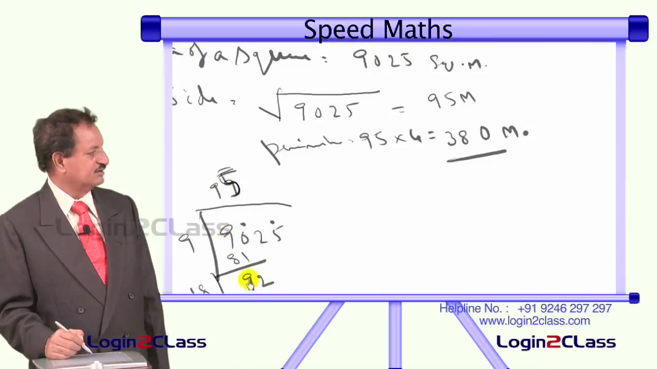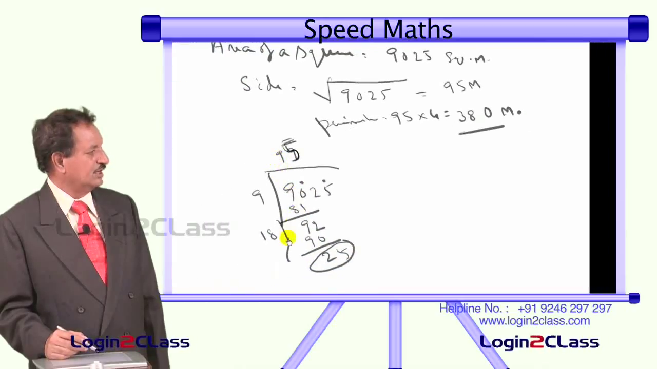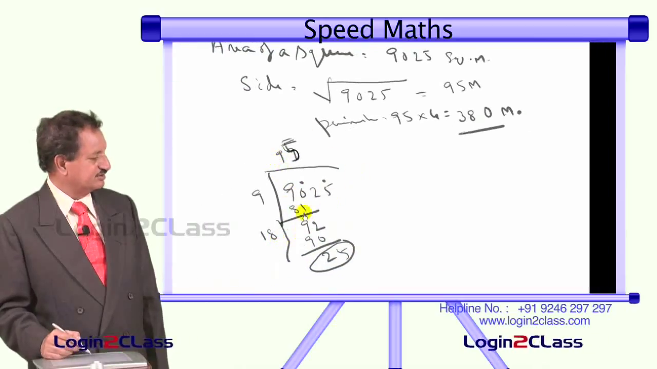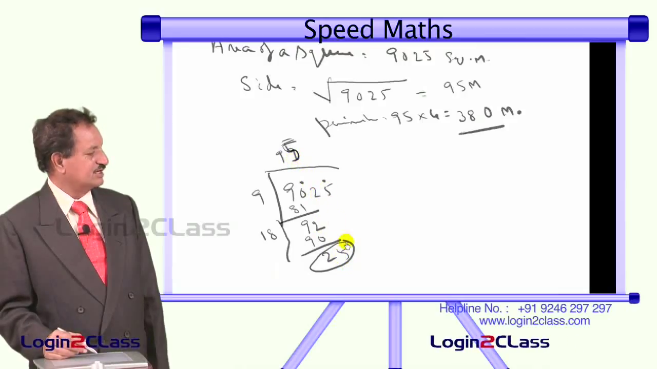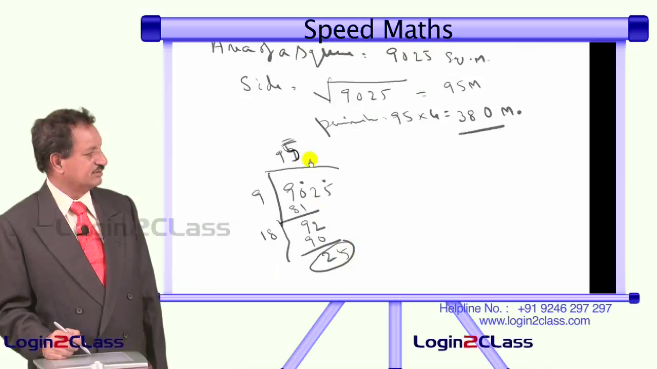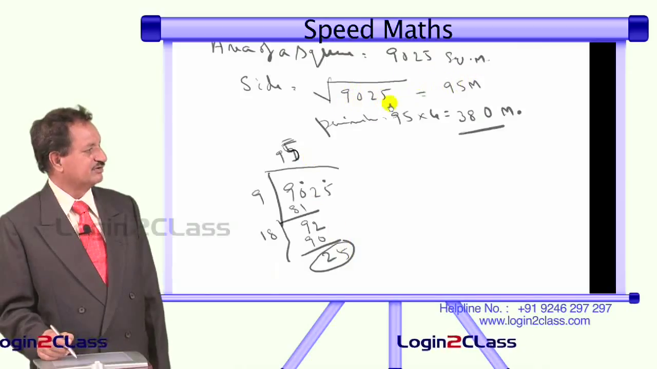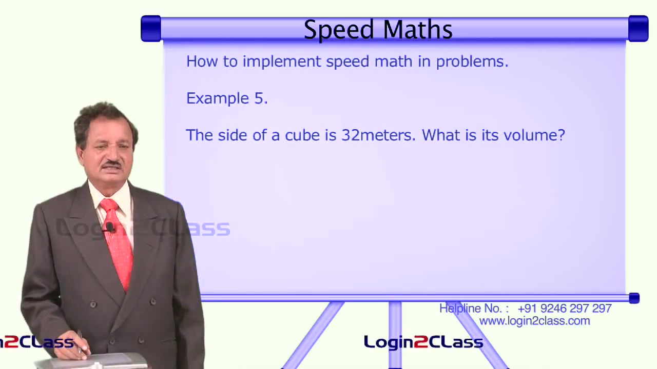9 nines 81, remainder 9, get down 2, and 9 twos 18, 18 fives, just divide, 18 fives 92, 5, and it is confirmed 5 is the last number, its square is 25 is the remainder, so square root of 9025 is 95. Here we have used our speed maths. Now let us see another example.